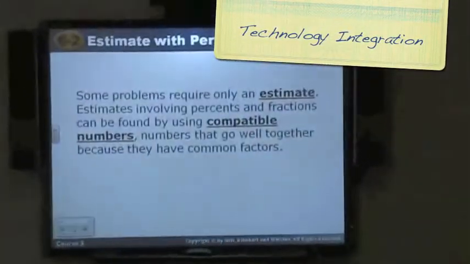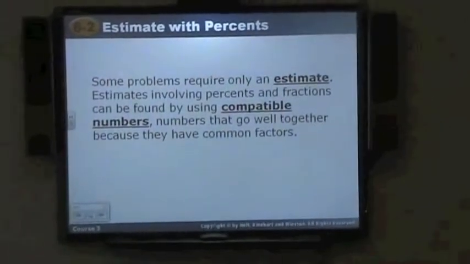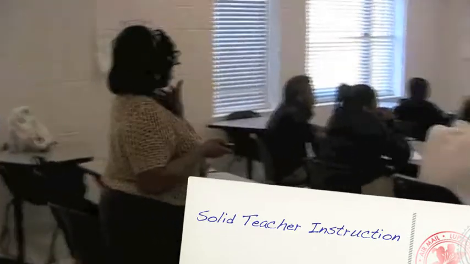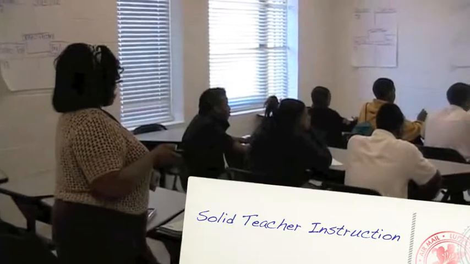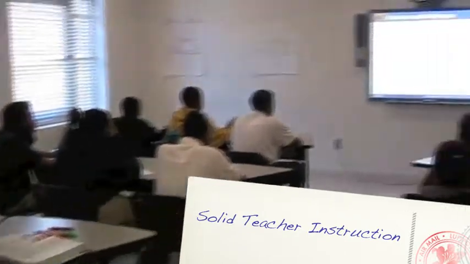These are your vocabulary words. Estimate. What does estimate mean? Compatible numbers, and benchmark. So estimate means to do what? Round. To round. Some problems require only an estimate. Estimates involving percents and fractions can be found by using compatible numbers, numbers that go well together because they have common factors. That's what we're going to be looking for, common factors, in order to estimate.